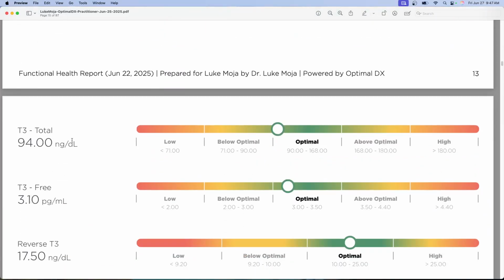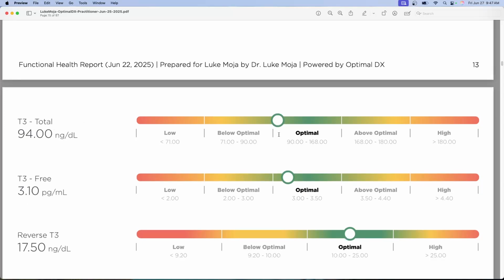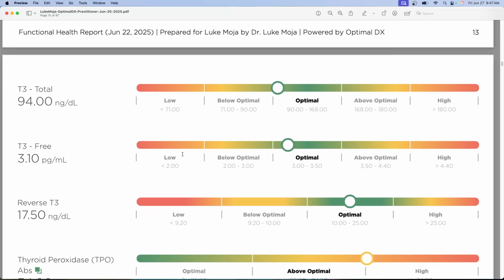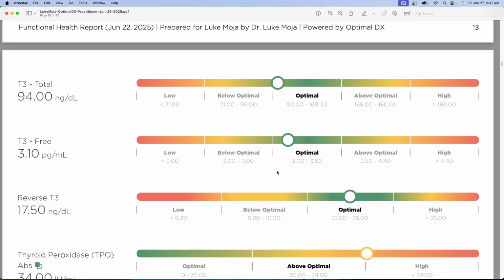So if we look at T3, this is the more active form of thyroid hormone. Your thyroid's going to produce more T4, and that's going to be converted to T3 in your body, the more active form. You can see my total T3 is just into the optimal range there, kind of the low end of the optimal range. Same thing with the free T3, again in the optimal range, but towards the low end.